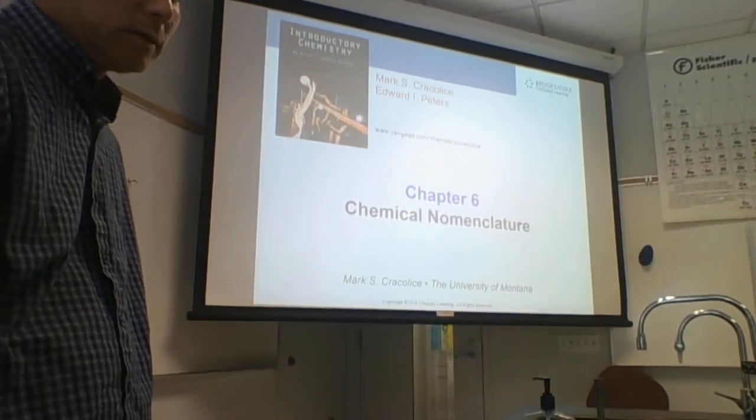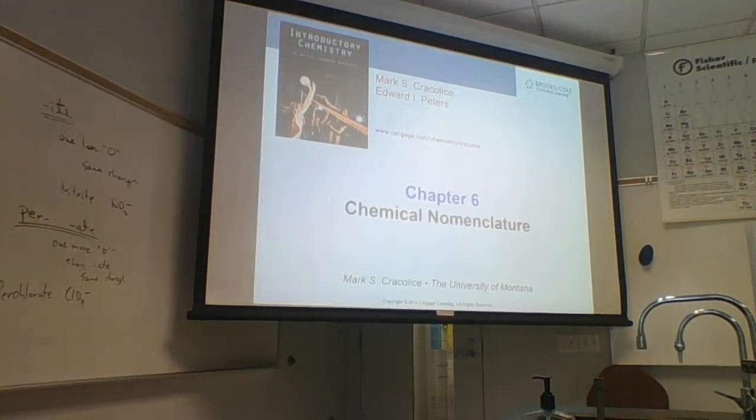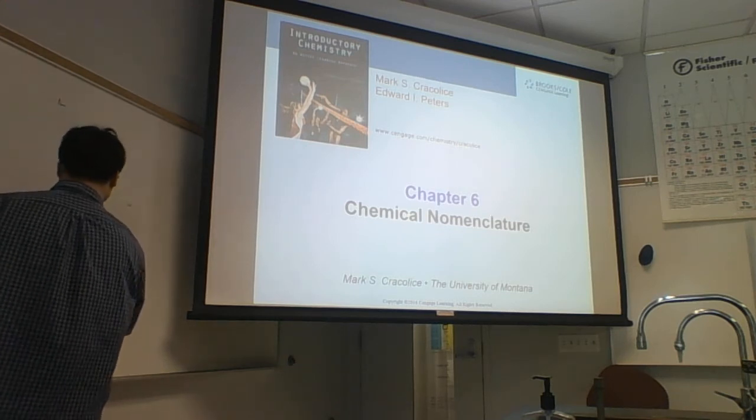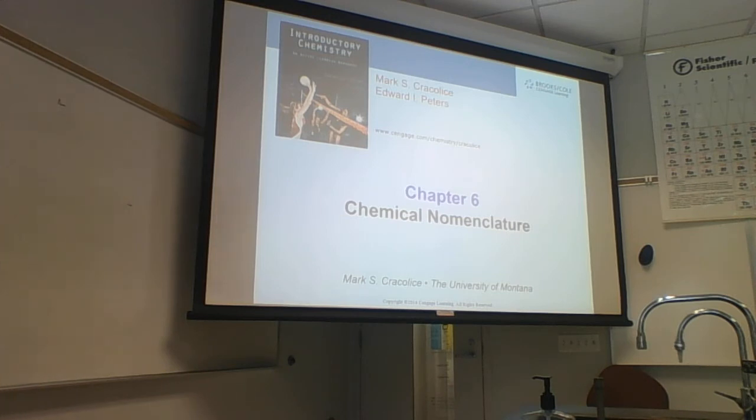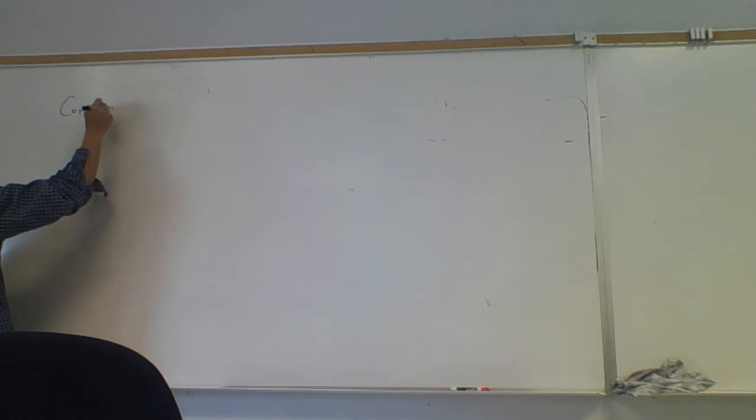We're starting a new chapter today, chapter 6, which is chemical nomenclature. So it's just naming elements and compounds. When we have these formulas, we're looking at composition. So let's take a look back at composition.